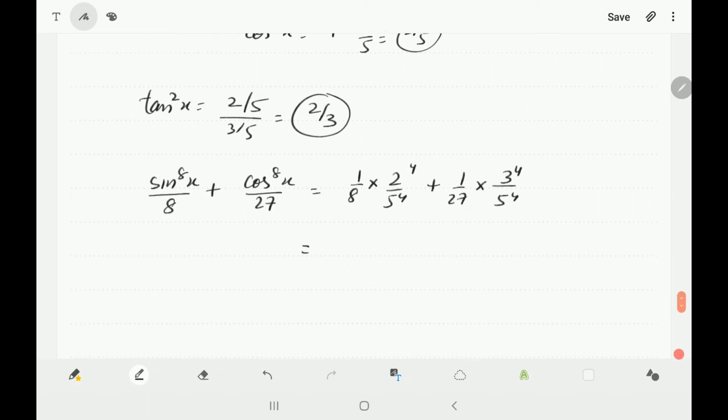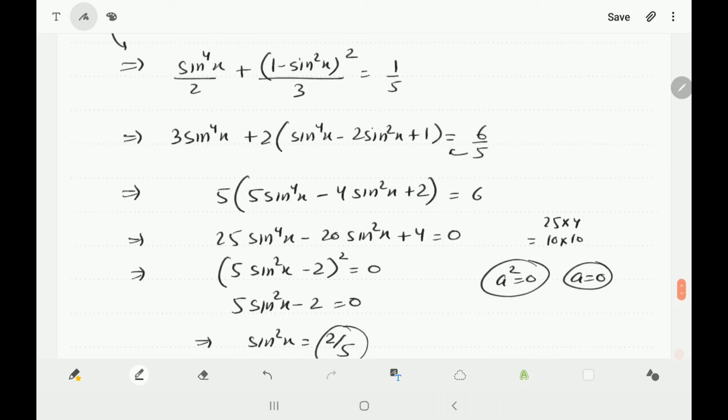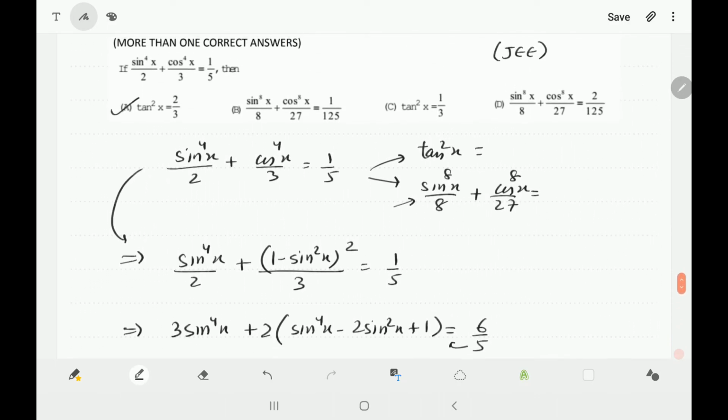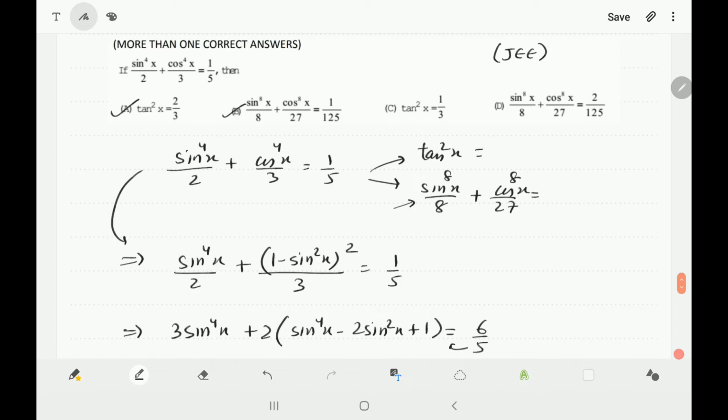Now we can write this term as: 2⁴ will cancel 8 and 2 will be left, 3⁴ will cancel 27 and 3 will be left. So you will be left with 2 divided by 5⁴ plus 3 divided by 5⁴. So it will be 5 divided by 5⁴, which is 1 by 5³. So the answer for this term will be 1 by 125. So let's see which option it is. It is option B. So the answer for this problem will be option A and B. I hope it is clear.